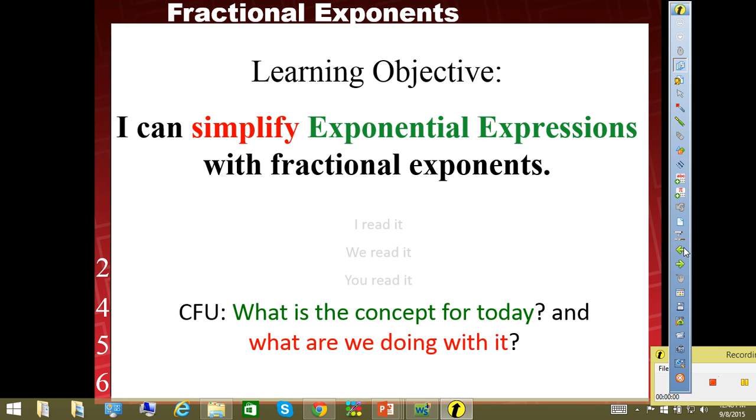All right, our objective for today: I can simplify exponential expressions with fractional exponents. Read together, 1, 2, 3. I can simplify exponential expressions with fractional exponents. So, since we're already done with the easier stuff, the multiplication and division properties of exponents, now we're going to move into fractional exponents. Yay!